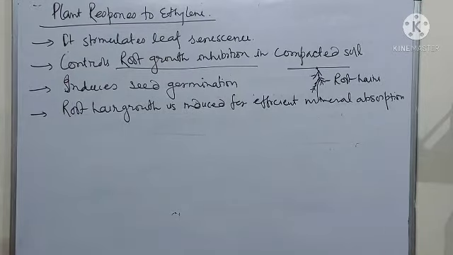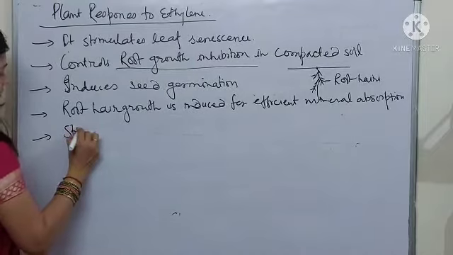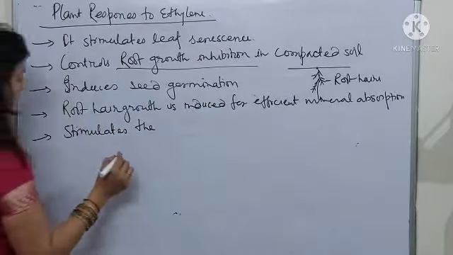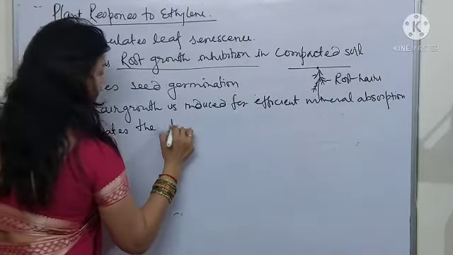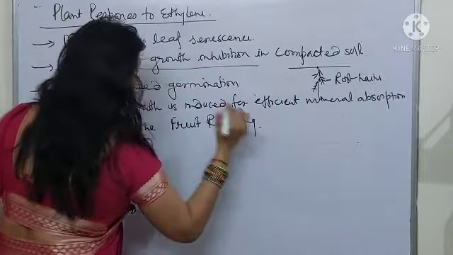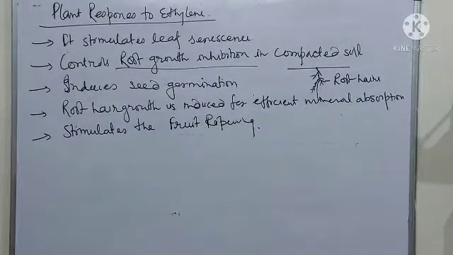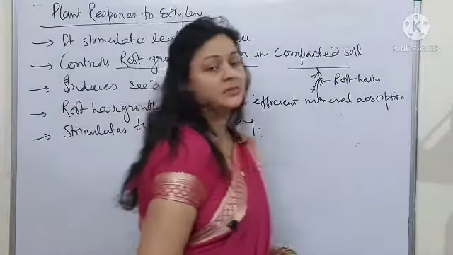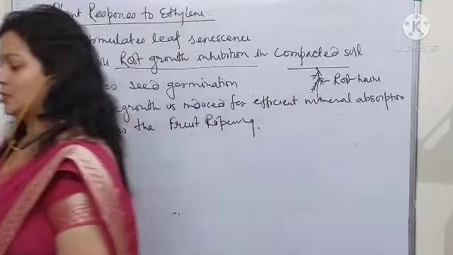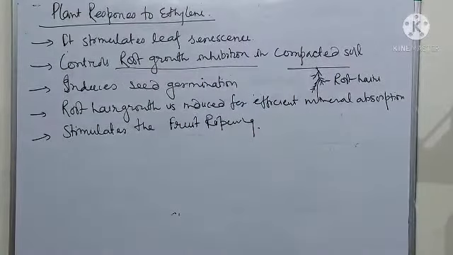And finally, the most important function is it stimulates the fruit ripening. Fruit ripening को stimulate करता है. That is why this plant hormone ethylene is also known as fruit ripening hormone. So that's all about ethylene.